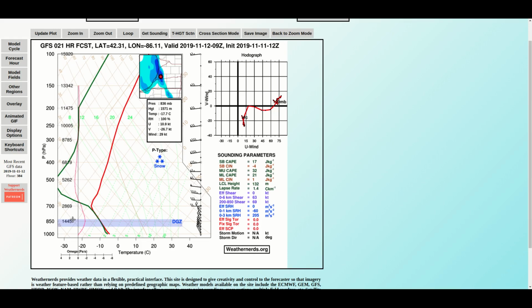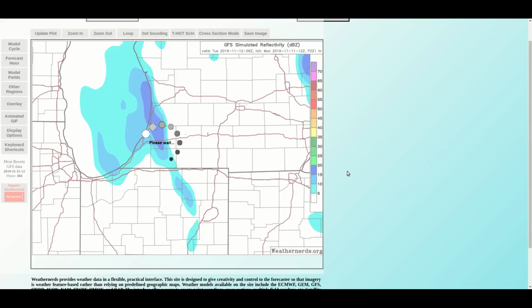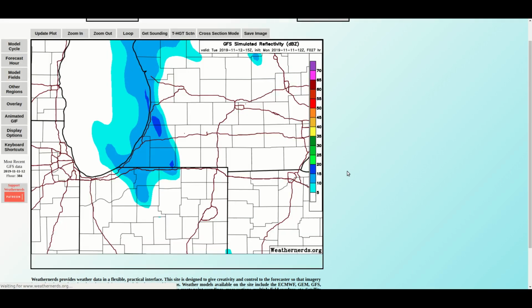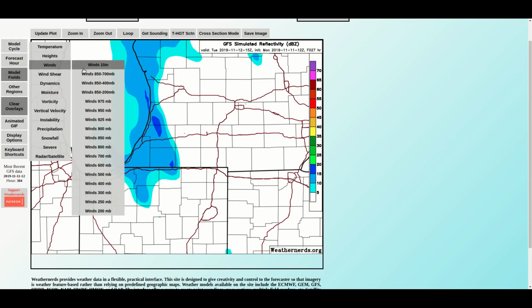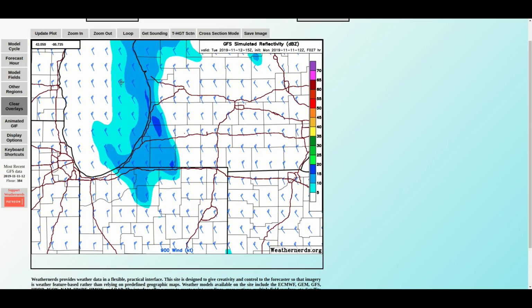Okay. Jump back out of this and see how this evolves as we go forward in time. You can see the flow is becoming a little more westerly. In fact, we could go ahead and overlay winds. And at this point, I'm going to look at 900 millibars because that air mass is getting colder and our DGZ is getting lower, so closer to the ground. So I'll put those winds on there. You can see that band is following that 900 millibar flow pretty closely at this point.